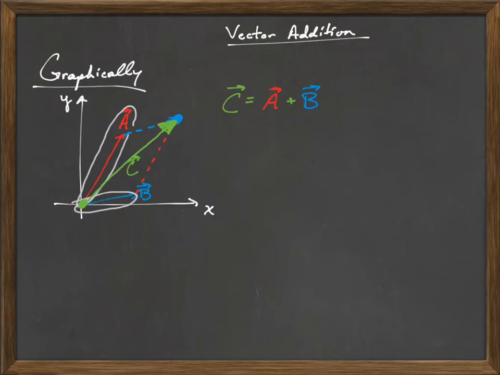So, if we wanted to do this with subtraction, say we wanted to find a new vector, let's say vector D, where vector D is the difference between vectors. So we'll say A minus B.